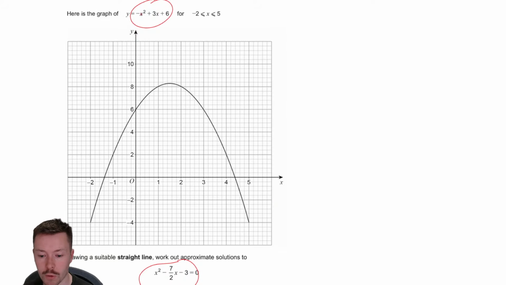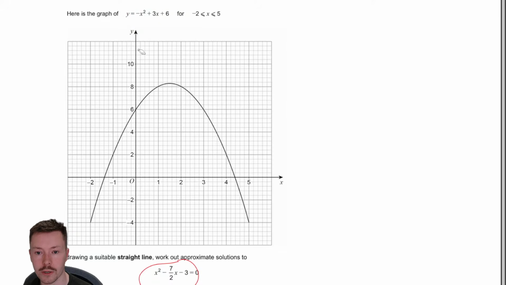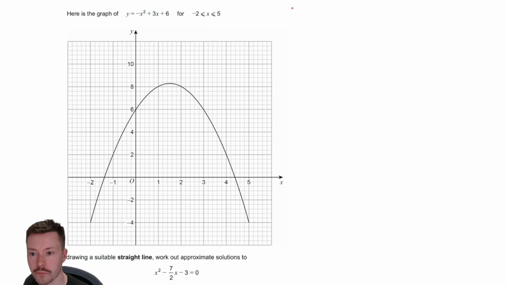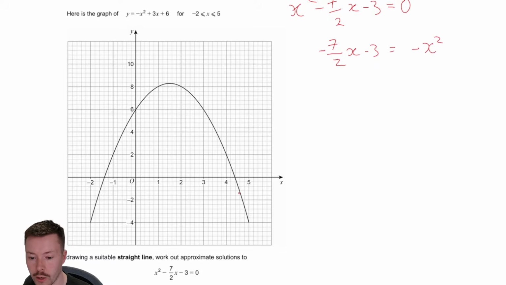So firstly I notice I want minus x squared. Let me write it on the side here so it's easy to see. x squared minus 7 over 2 x minus 3 equals 0. I want minus x squared, so let's put that on the other side. Minus 7 over 2 x minus 3 equals minus x squared. What else do I need? I need plus 3x on the other side. So at the moment I've got minus 3.5x.